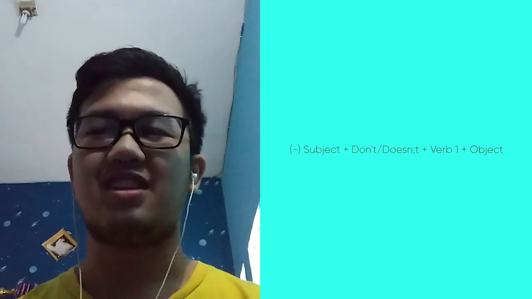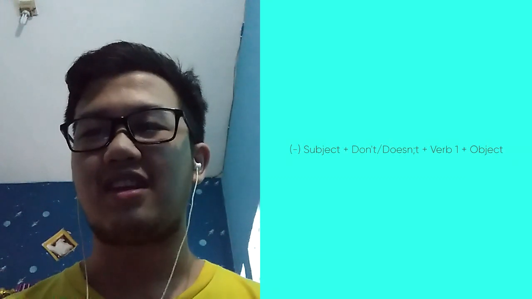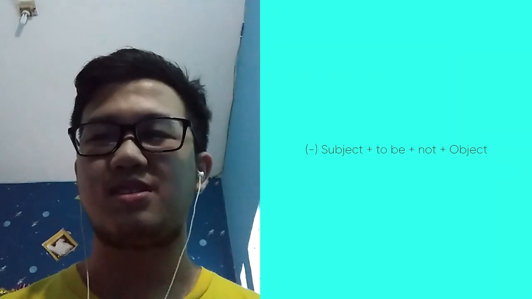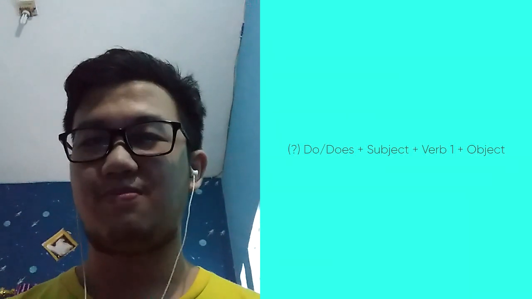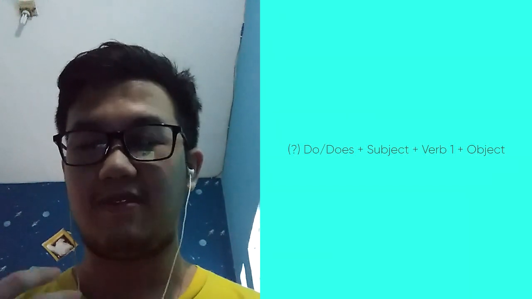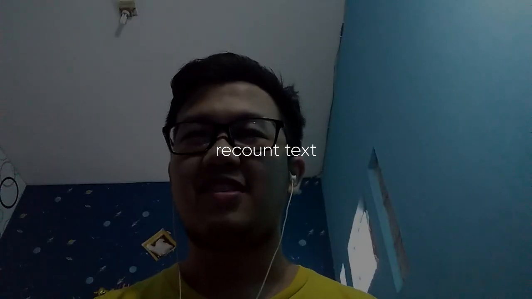For a negative sentence, you can make a subject plus don't or doesn't plus verb one and the subject. And you can make another one like subject plus to be plus not plus object. If you want to make the interrogative type, you can make do or does plus subject plus verb one and the subject. Next is the context.